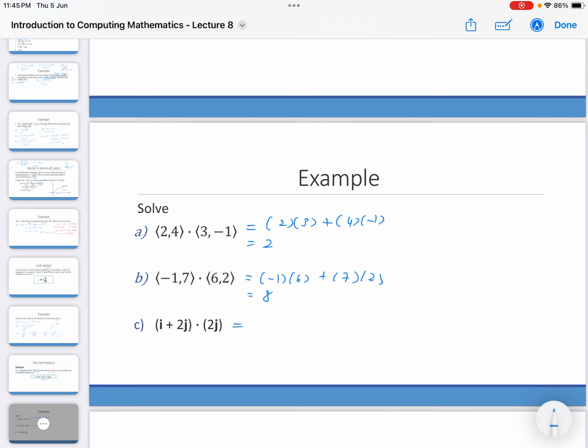For the third one, we have i plus 2j dot product with 2j. The components are actually 1, 2, and the dot product with the components 0, 2. So 1 times 0 plus 2 times 2. The answer is 4.